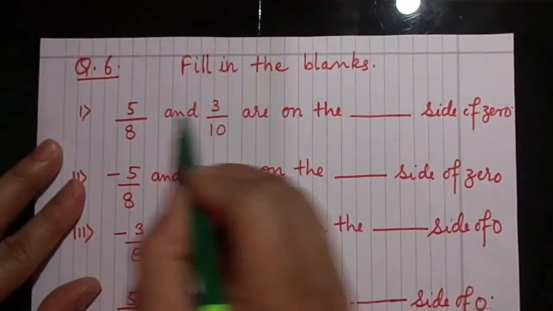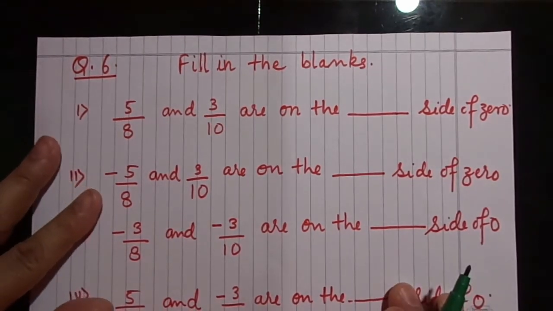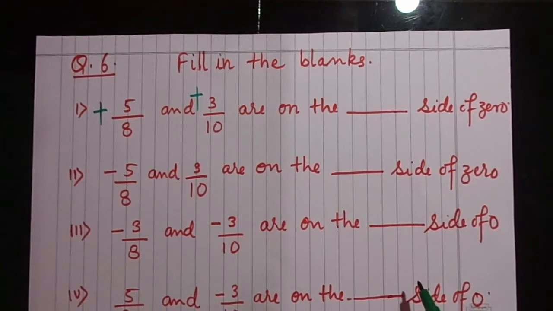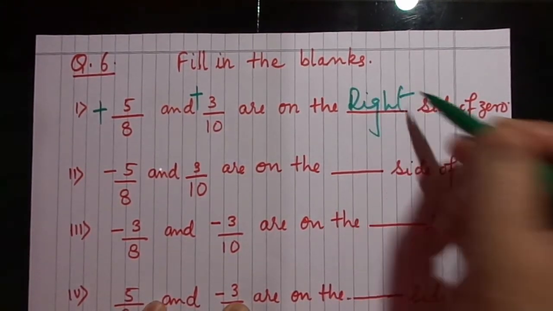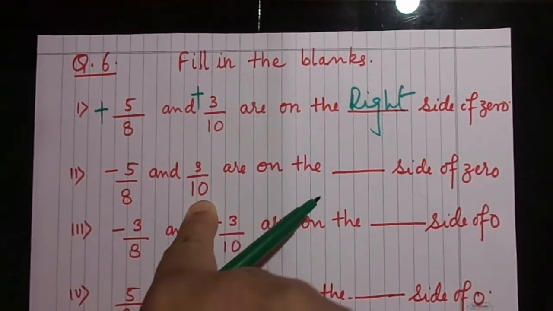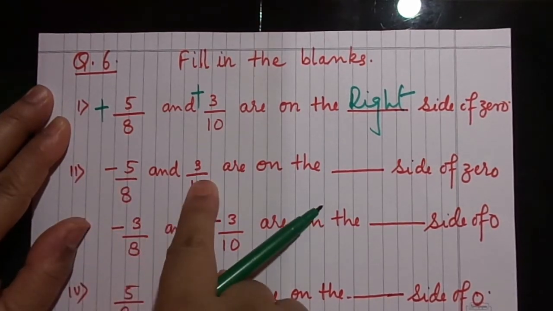Let's come to question number 6. Okay, I'll not take enough time. 5 by 8 and 3 by 10 are on which side of 0? Since both of them are positive, they are on the right side of 0. Minus 5 by 8 and 3 by 10: you see, one is on the left, one is on the right.